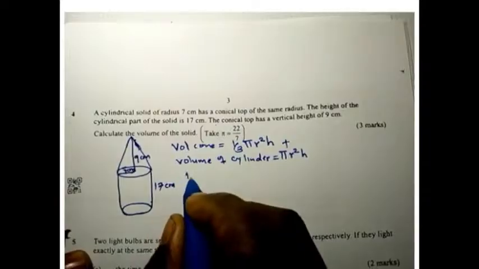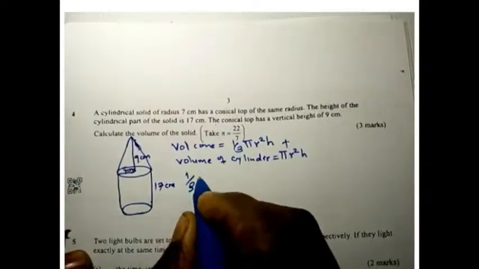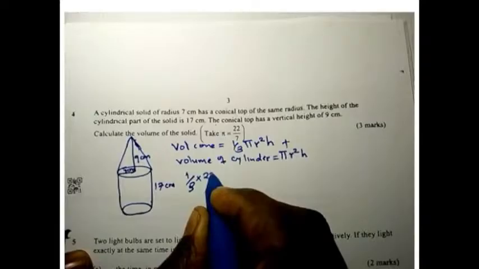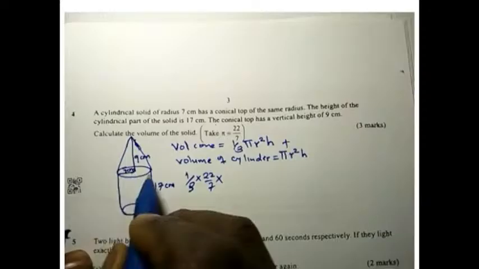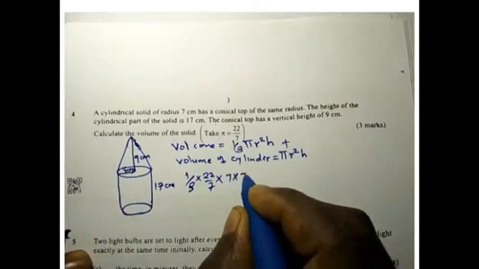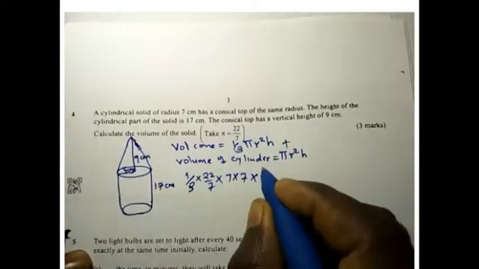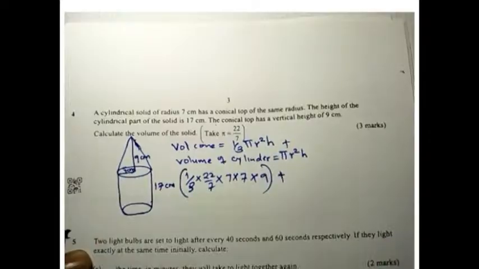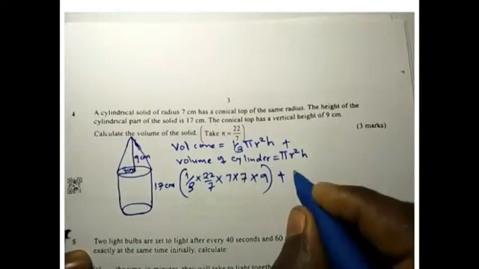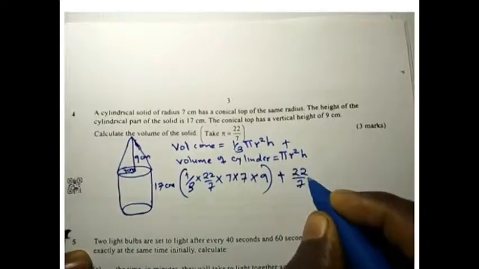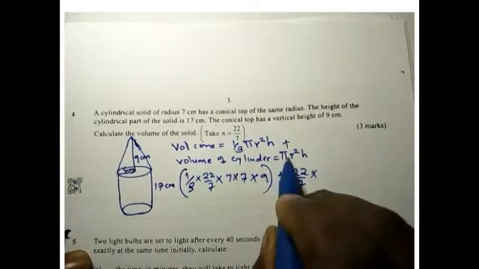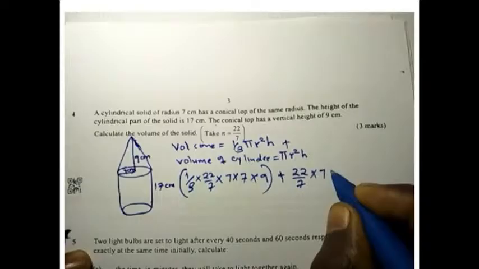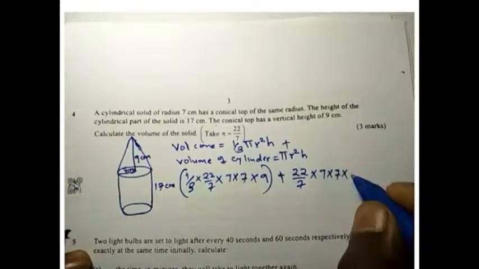So now we start with a third times 22/7 times the radius. Remember they are sharing the radius, which is 7. That is 7 times 7 times the height of the cone, which is 9, plus the cylinder, which is 22/7 times the radius square, 7 times 7 times the height, which is 17.